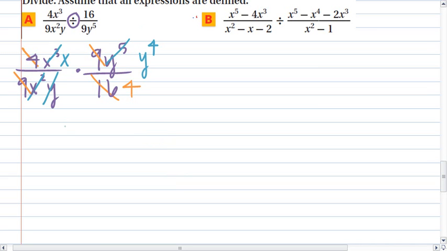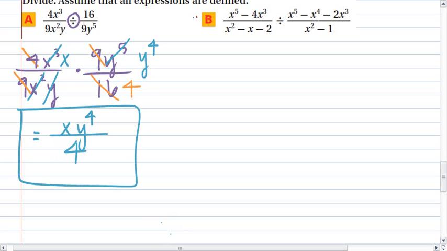So as we look at what's left over, it looks like we had an x, y to the fourth in the numerator, and in the denominator we only had a 4. So this rational expression would be considered completely simplified as there are no common factors remaining.